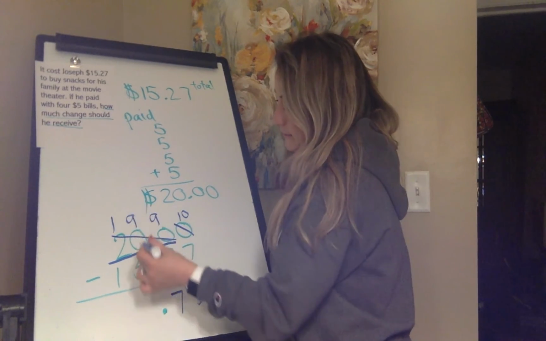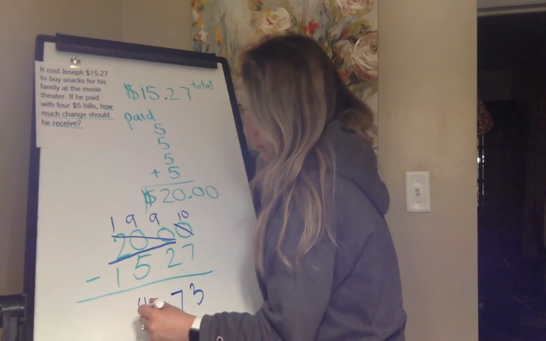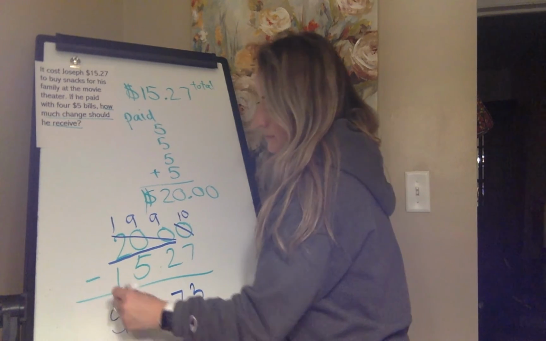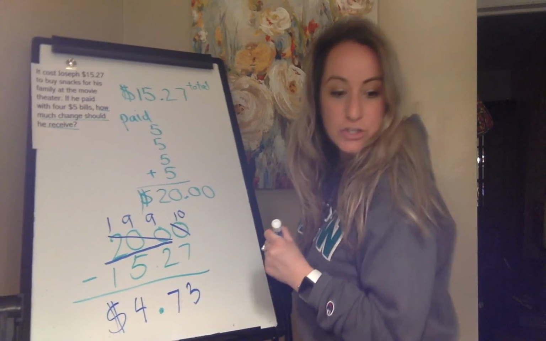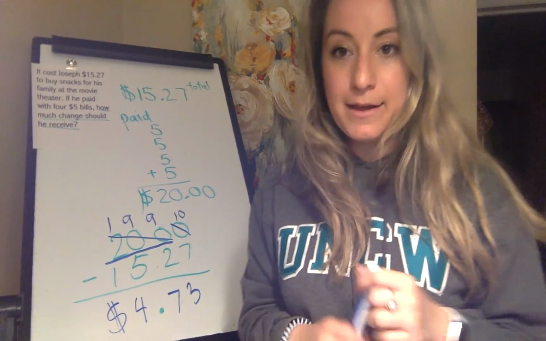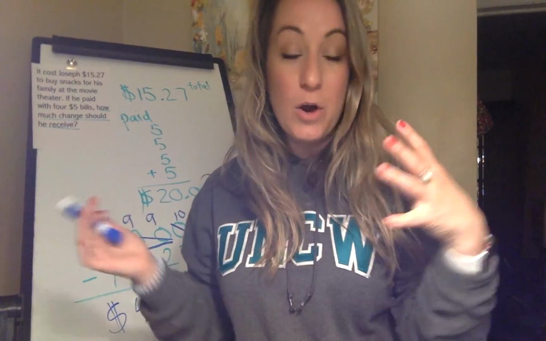9, 8, 7. $4.73 is how much change he should get back. Okay, so those are our problems involving money that we are working on today.